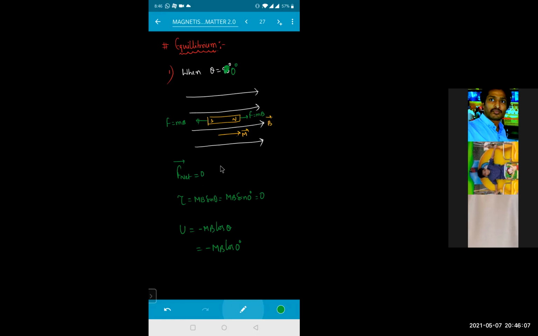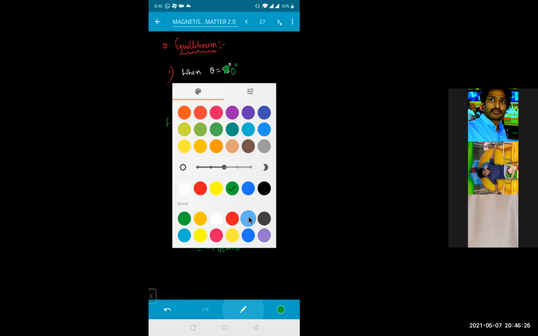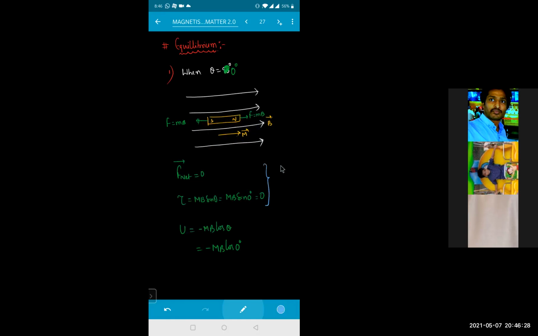So when theta is equal to 0 degrees, F net will be equal to how much for me? 0, because the forces are equal and opposite. So net force will become 0. Torque will be equal to how much? Tau is equal to MB sin theta. Theta is 0, sin 0 is nothing but 0. So torque will become 0. When net force is 0 and torque is also 0, this type of equilibrium is called stable equilibrium.